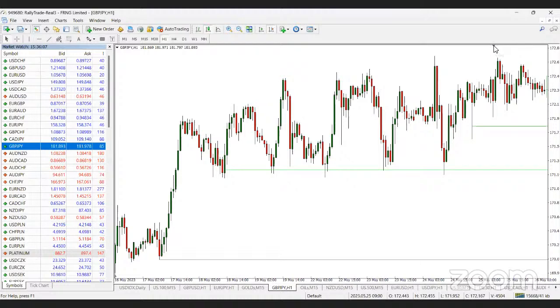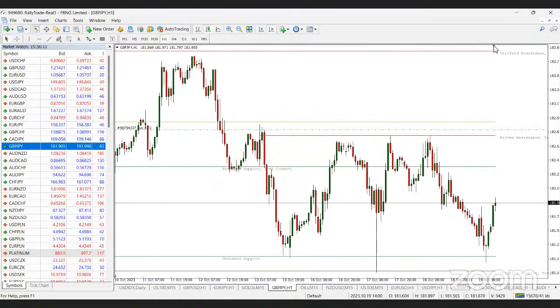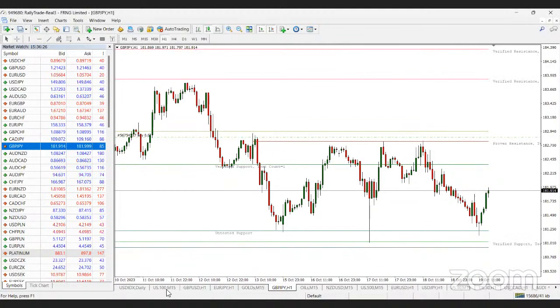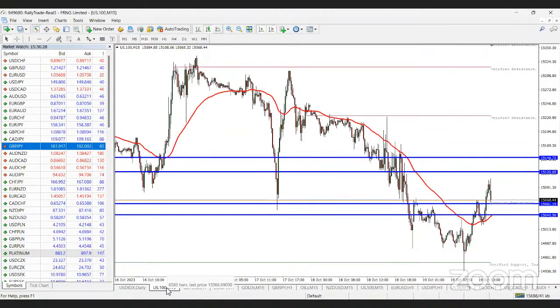Let's look at GBP JPY. Okay, if you look at GBP JPY, you will notice... I don't think it has gotten to our entry point yet, but I guess that person already took a sell.